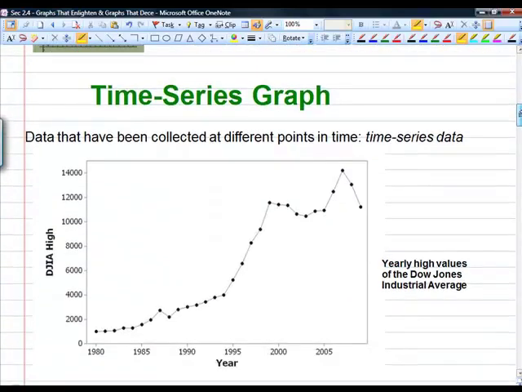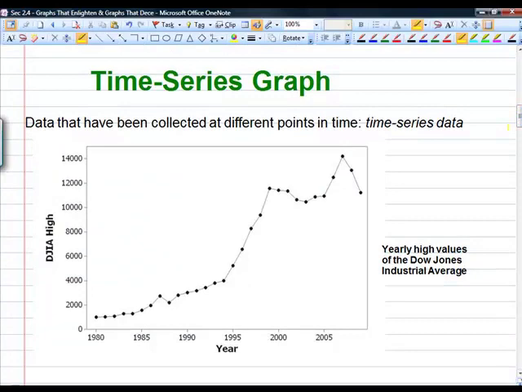Moving on then to time series graphs. Time series graphs are graphs of data that have been collected at different points in time. I won't be asking you to create a time series graph, but you would be expected to interpret them. Here, this graph represents the Dow Jones Industrial Average high by year. What approximately was the Dow Jones Industrial high in 1995?